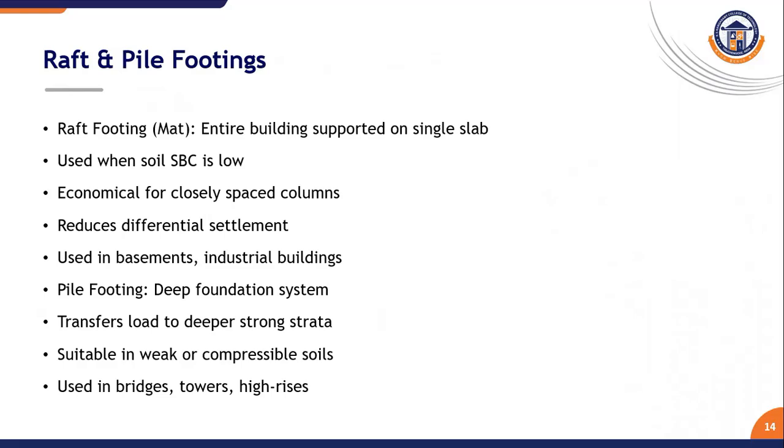Raft and pile footing. A raft footing is a large slab supporting multiple columns or an entire building. It is particularly useful when the soil has a low bearing capacity, as it minimizes differential settlement. Rafts are commonly used in basements, water tanks and industrial buildings. Pile foundation is a deep system where the load is transferred to a deeper hard stratum through the piles. They are used in bridges, towers and high rise buildings and may work as end bearing or friction piles depending on the soil conditions.